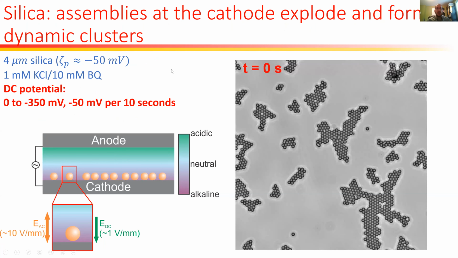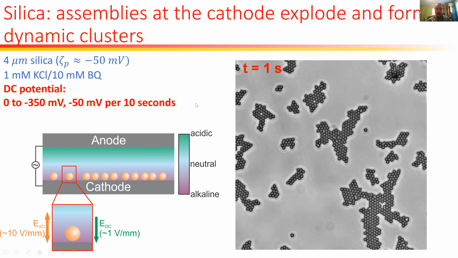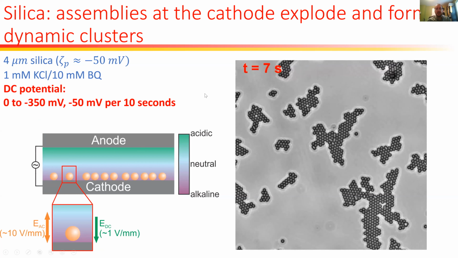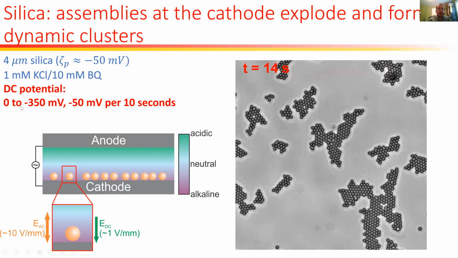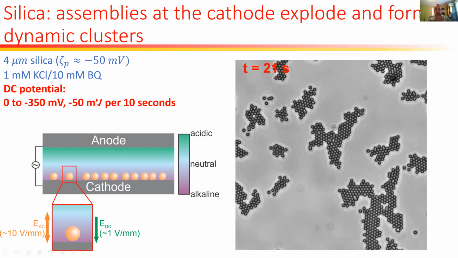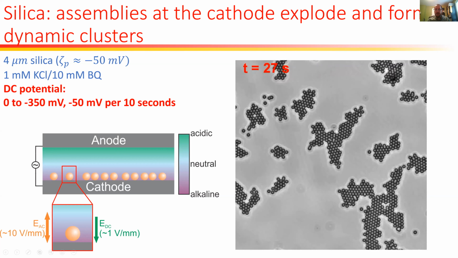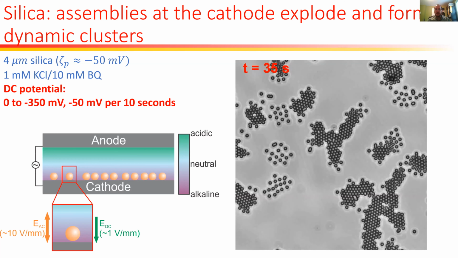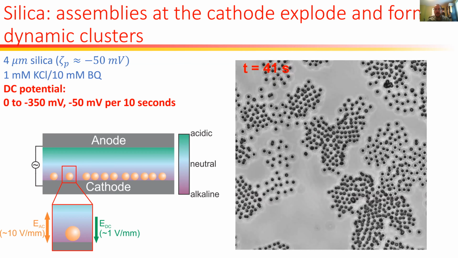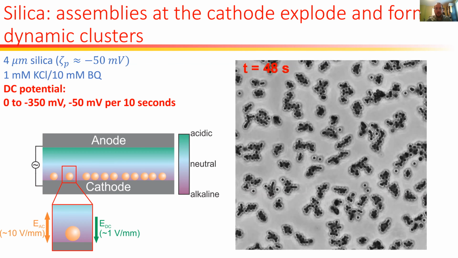However, when we now add some benzoquinone to solution and do basically the exact same experiment, like I said, we expect our pH to be more alkaline near the bottom electrode. So as we increase the DC potential, we're making it more alkaline down here. And you can see that our colloidal crystals, as we increase this DC potential from 0 to negative 350 millivolts, start to expand from each other. It looks like they're being repelled from each other, and eventually they explode.